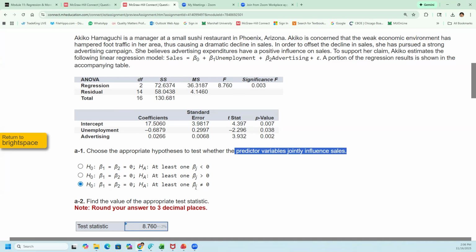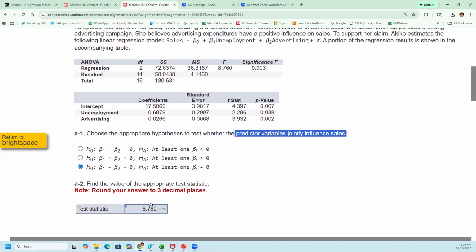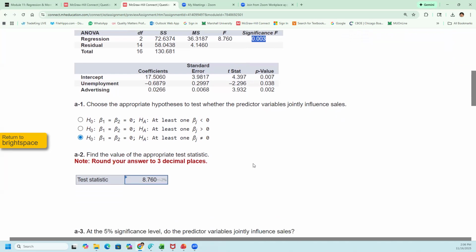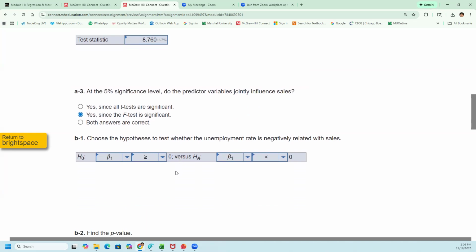Remember I told you that when you start with the alternative hypothesis that it is not equal to 0, it might be easier to write the null hypothesis from there. And the appropriate test statistic, in this case, is the F value, which is 8.67760, and it is significant at the 0.05 level. So at a 5% significance level, do these variables jointly influence the sales? Yes, since the F test is significant.